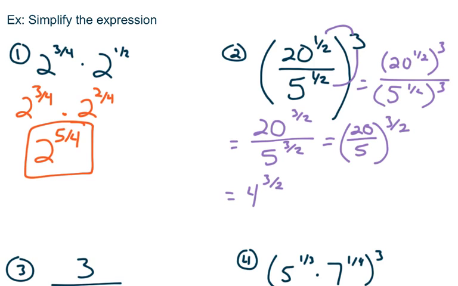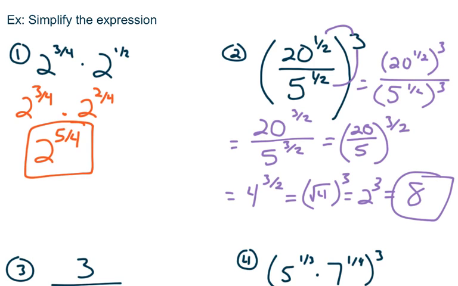Now we can actually go even farther with this, thinking about what we did in section 1, where if we have a fractional exponent, 4 to the 1/2 power, it's the same thing as the square root of 4. So we'll rewrite this as the square root of 4, that's the 1/2 power, to the 3rd. The square root of 4 is 2, to the 3rd power gives us 8. So this actually simplifies down into one nice number, 8.